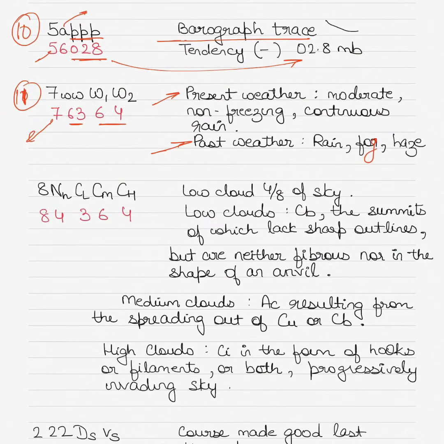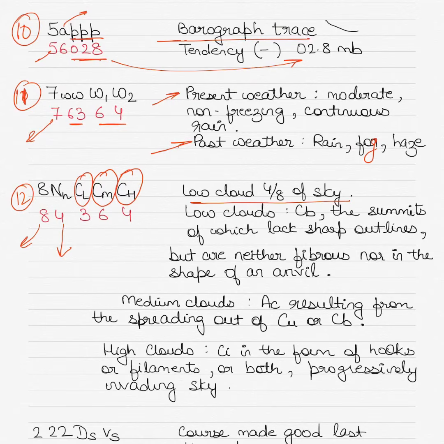Then I'll keep going and I go into here, which is telling you about the cloud cover. So cloud cover, 8 is the indicator figure. Then we have the amount of individual significant cloud layer, which is indicated by low cloud covering 4/8 of the sky. Then we have CL as the type of low cloud, CM is the type of medium cloud, and CH is the type of high cloud.